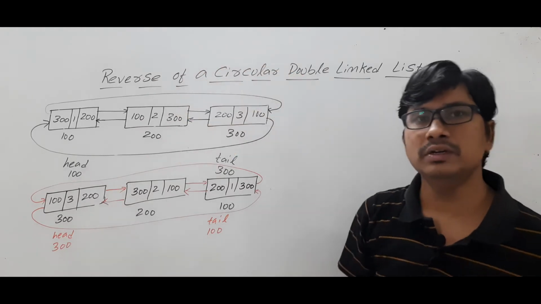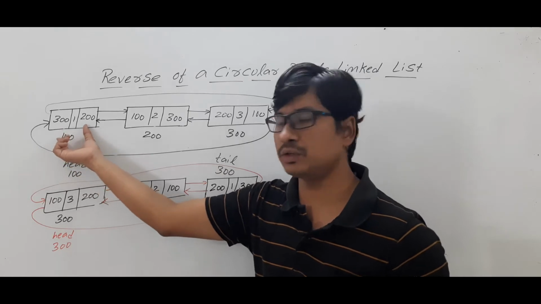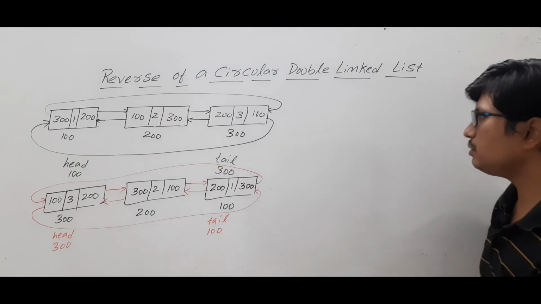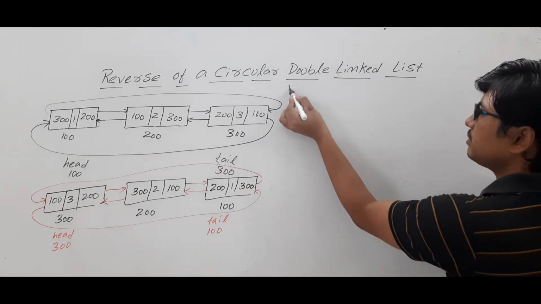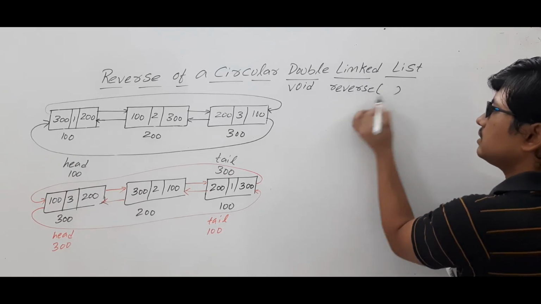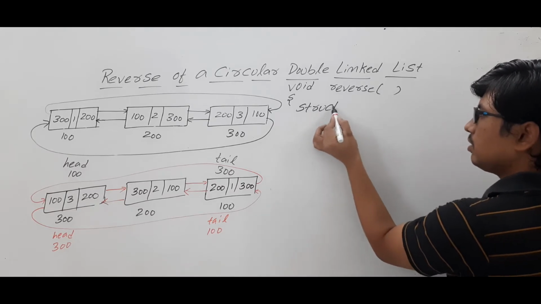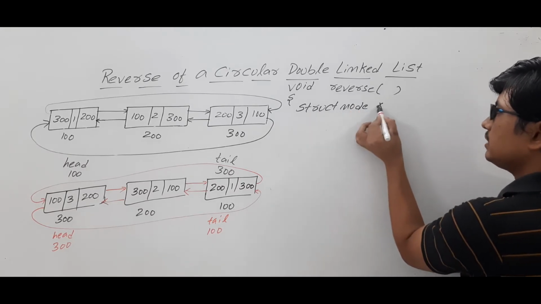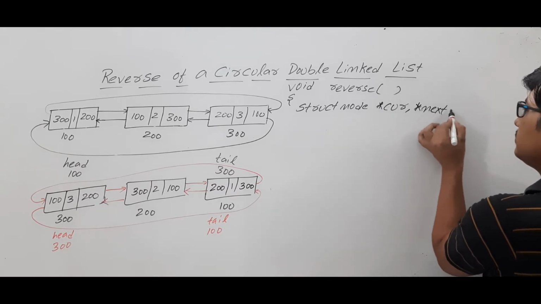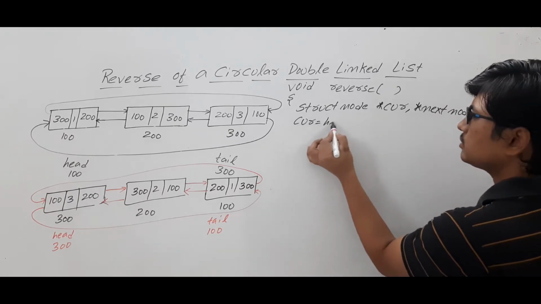Similarly here also. So to do that, we need a minimum of two pointers. One is pointing to this node and the other pointing to the next node. Is it clear? So to do that, let me write a user defined function called reverse. Void reverse. We will declare two pointers of struct node type. One is current node and another one is next node. Initially we are making current equal to head.